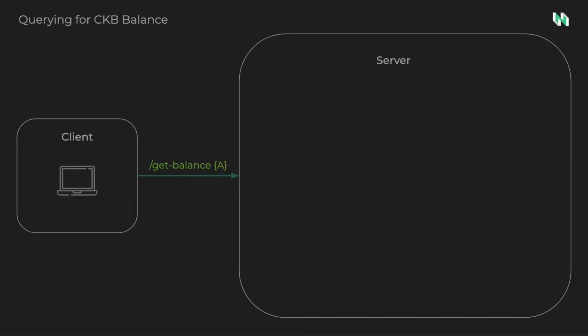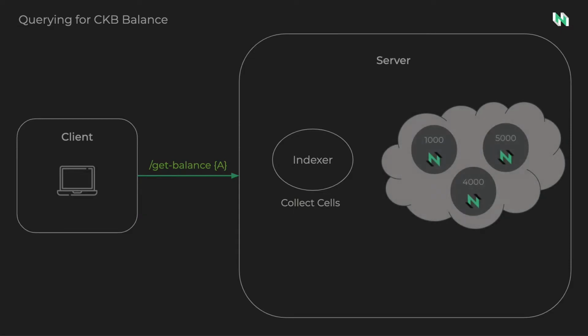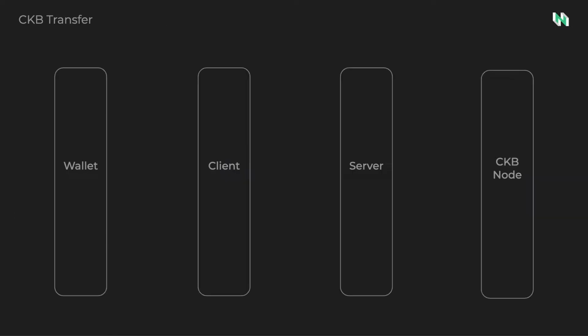So let's look into the example of finding a CKB balance for a given address. The client queries a getBalance endpoint on the server for the given user. In order to calculate this balance, the server uses its index database of cells to find all the simple CKB cells owned by the given user. It sums their capacities to come up with an overall balance and then returns just this balance to the user, abstracting away this detail.